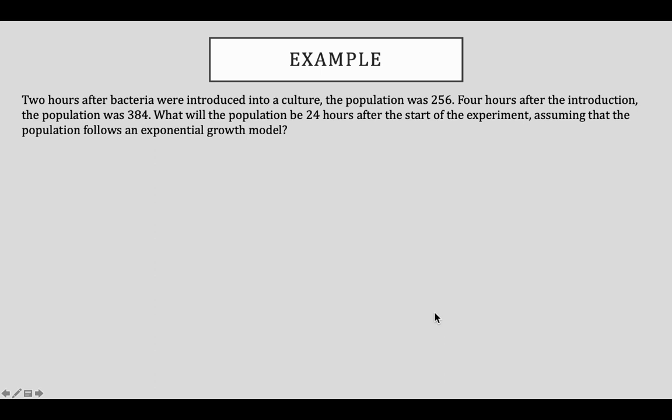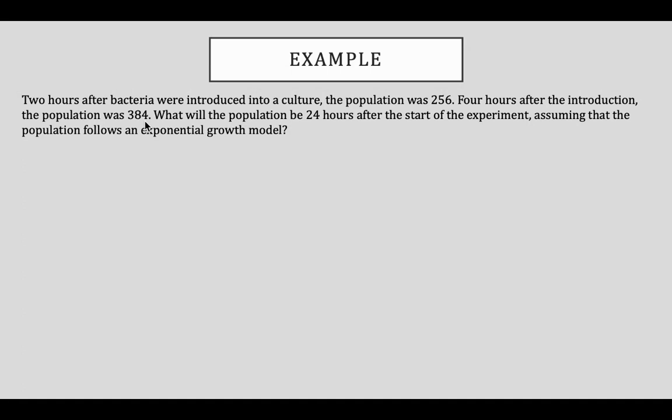So let's do one more example here of an exponential model. All right, in this case, we have 2 hours after bacteria were introduced into a culture. The population was 256. 4 hours after the introduction, the population was 384. What will the population be 24 hours after the start of the experiment, assuming that the population follows an exponential growth model?